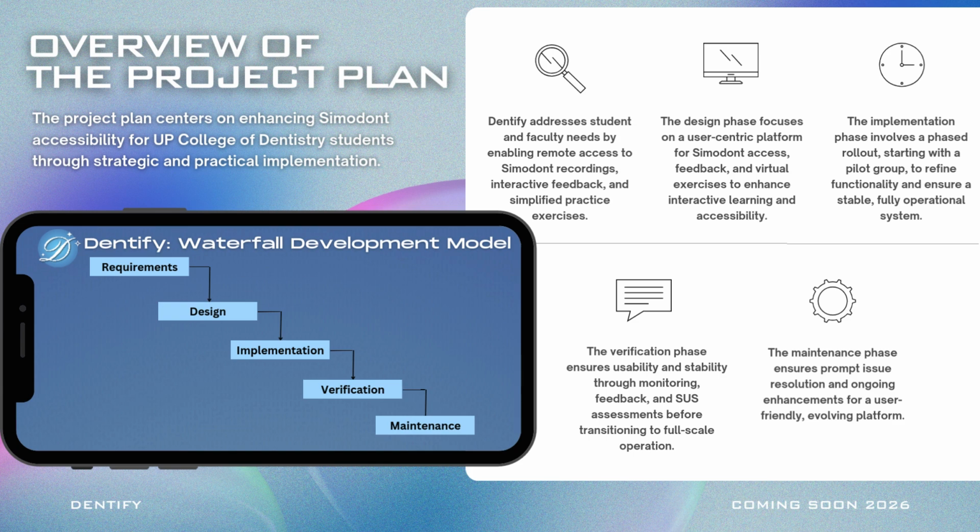The implementation phase will begin with a controlled release to a small group, allowing us to test and refine the system incrementally before scaling up to the entire student body. Guidelines will be created as well in collaboration with the school admin. Once launched, the verification phase ensures system stability through rigorous monitoring and user feedback, including usability assessments. Finally, in the maintenance phase, the focus is to ensure long-term functionality, promptly addressing technical issues and integrating improvements based on our users' suggestions.